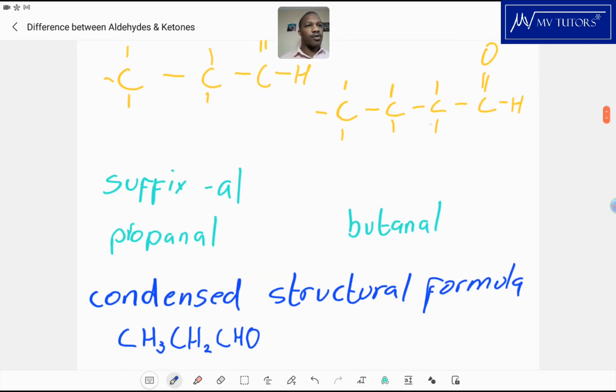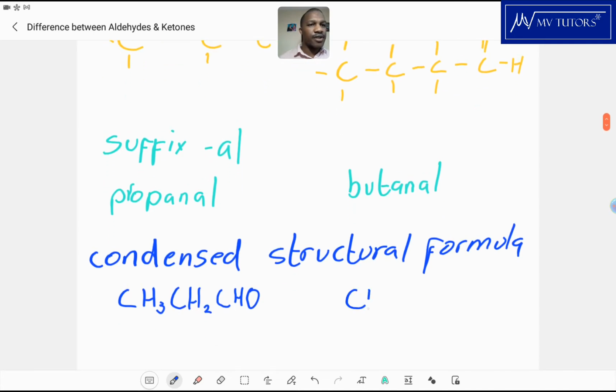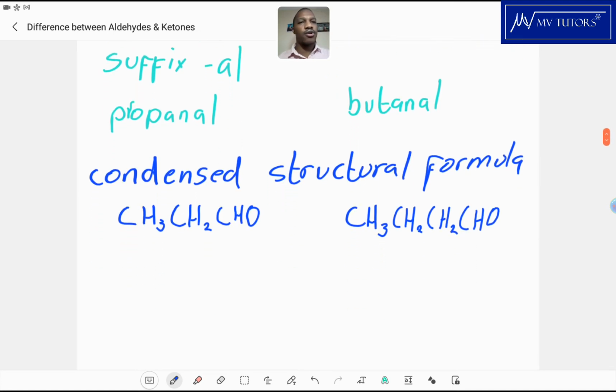Likewise, for the butanal, the first C is bonded to 3 H's. The second one is bonded to 2. The third one is bonded to 2. The fourth one is 1 H and an O. Okay, so that's the condensed structural formula.